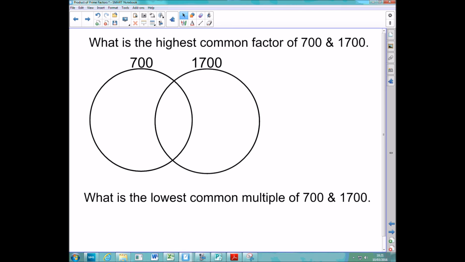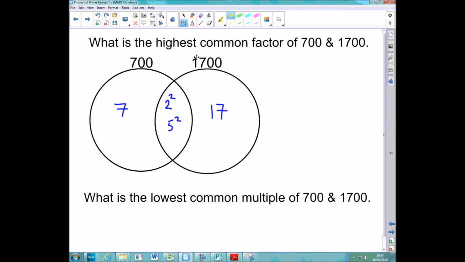If you remember from the last example, 1700 had a 2 squared and a 5 squared, and also the example before that, I had 700 also having a 2 squared and a 5 squared. So that means that they share a 2 squared and a 5 squared. Now hopefully you can remember that 700 had an extra factor which was 7, and 1700 had an extra factor which was 17.